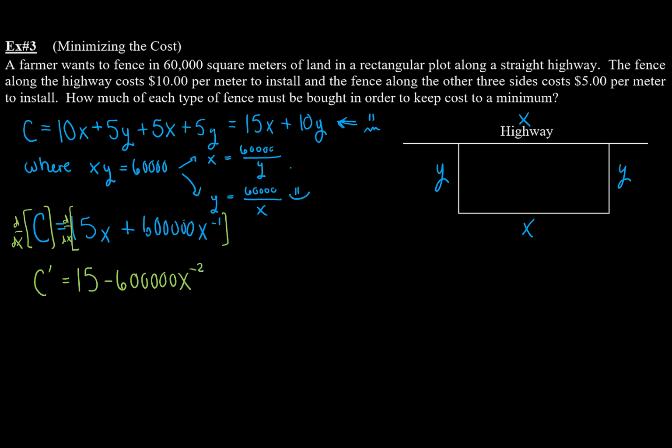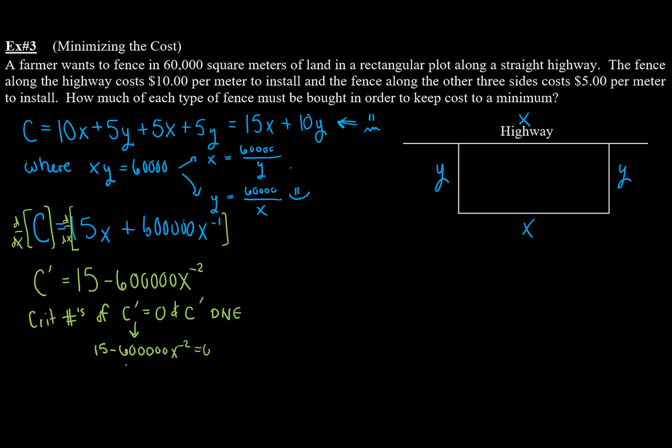Okay, so let's find my critical numbers for that. So for critical numbers of c prime equals 0, but notice that I also have x to the negative 2. So this is also going to be when c prime does not exist. All right, so c prime equaling 0, this is when I've got 15 minus the 600,000 x to the negative 2 equals 0.